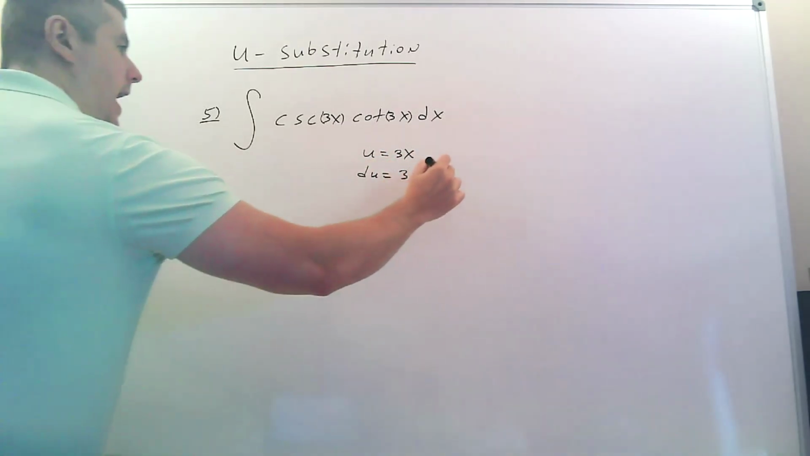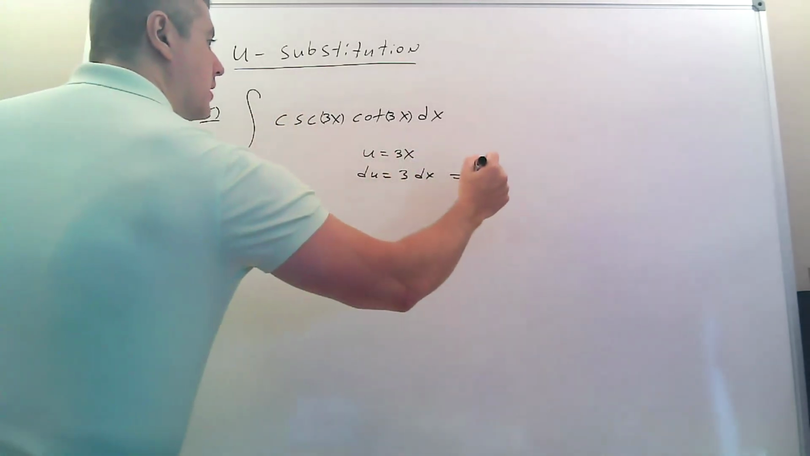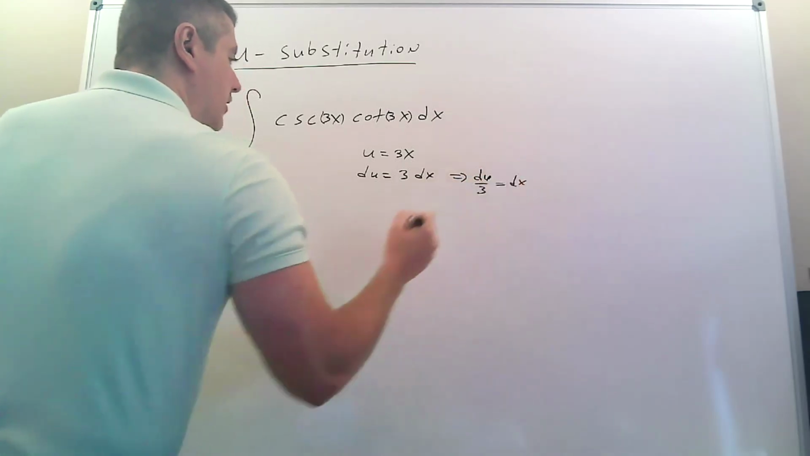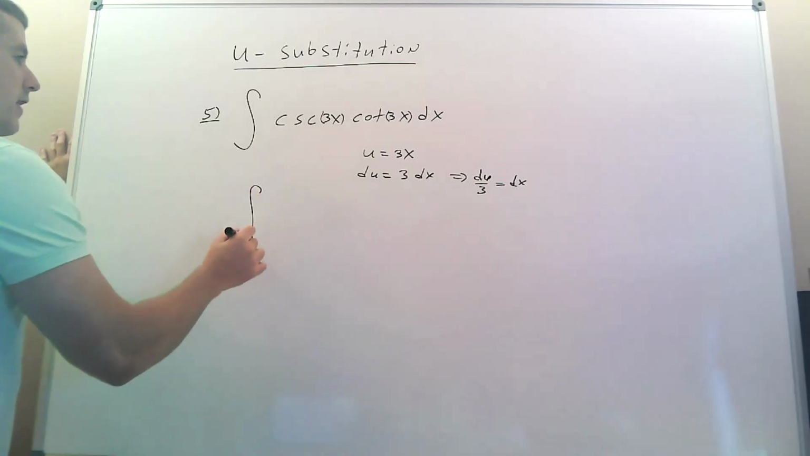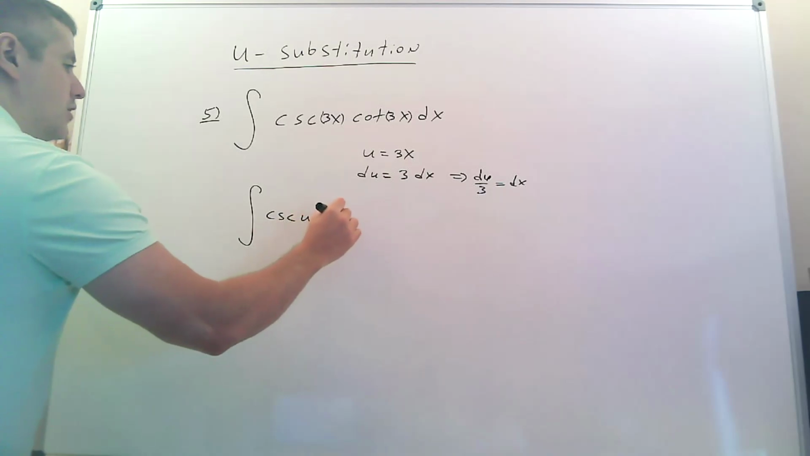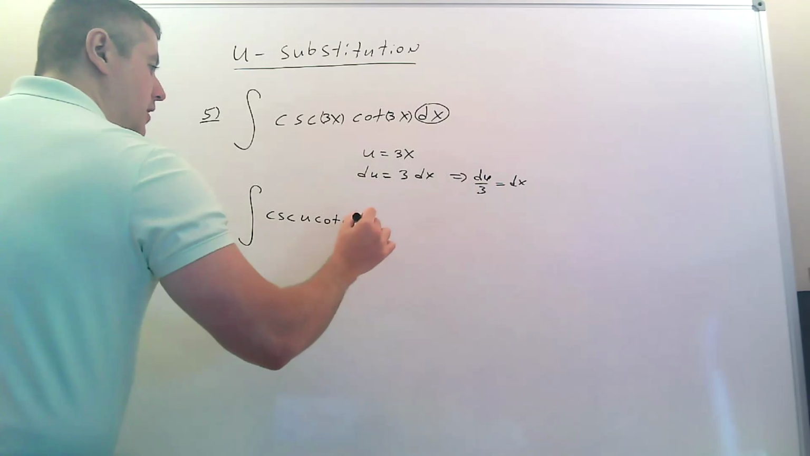Okay, and then again, I have to solve. Here I am going to divide because I don't see any 3's here. So I'm just going to put du over 3. That's what dx is. Now replace everything. I'm going to put cosecant u, cotangent u, and then where the dx is, I'm going to put du over 3.